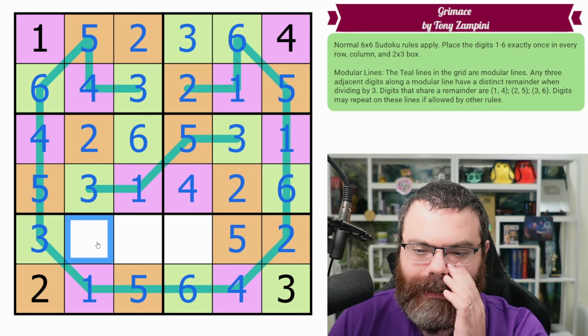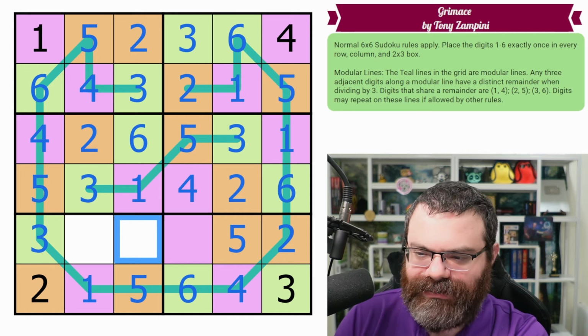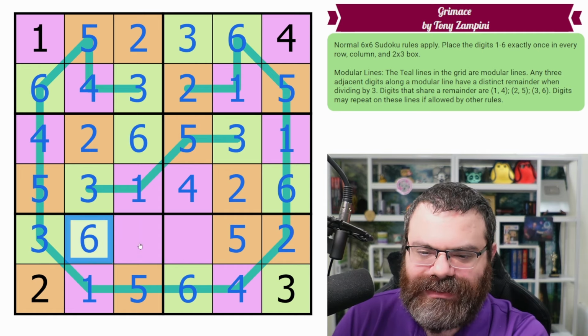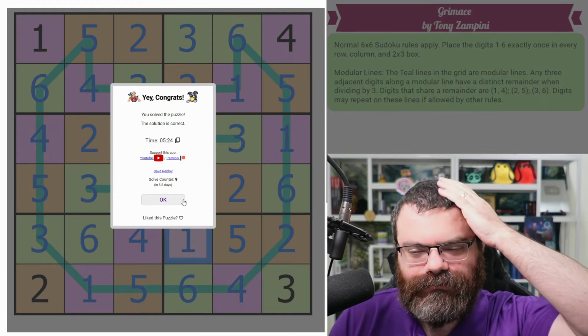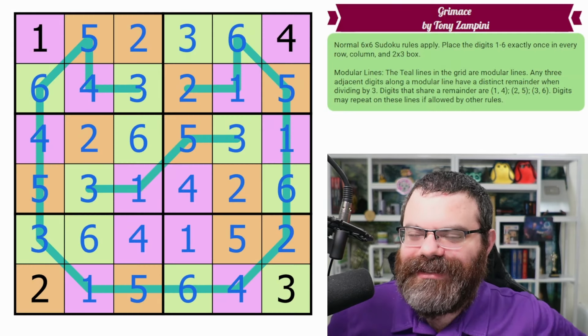That gives us 3 and 6 there. That gives 3 there. All right, let's just finish the coloring first before we accidentally finish the puzzle. That's purple, and then that's green. All right, so that's 6, that's 4, that's 1, and we're done. All right, neat use of modular lines, Tony.